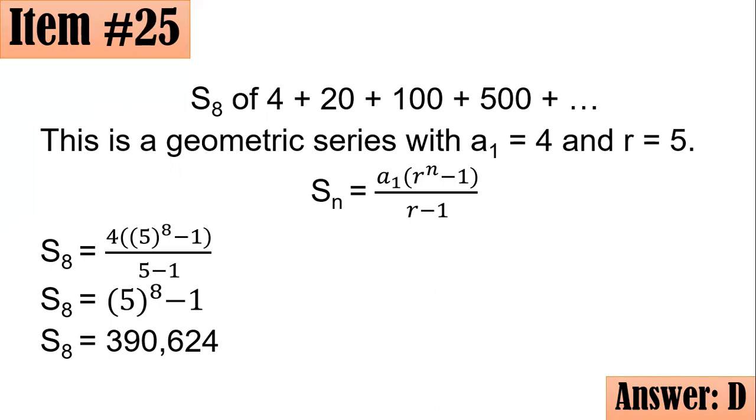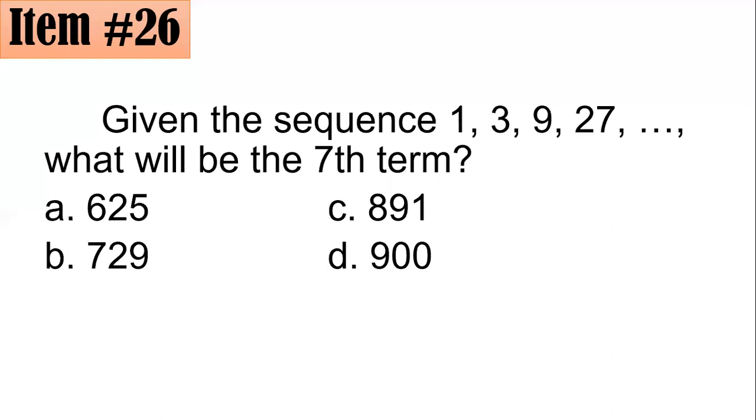Next one. Given the sequence 1, 3, 9, 27, and so on, what will be the 7th term? Is it 625, 729, 891, or 900?